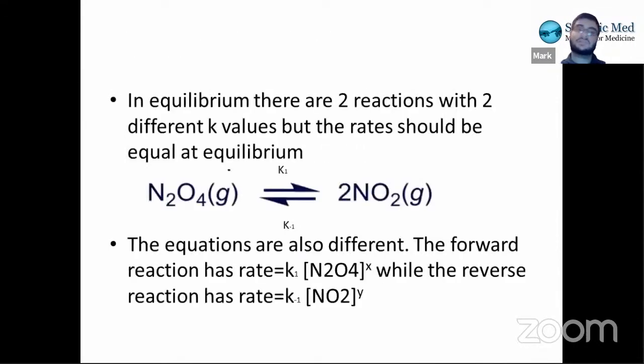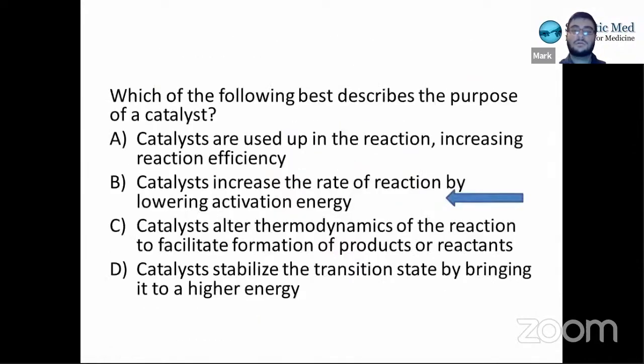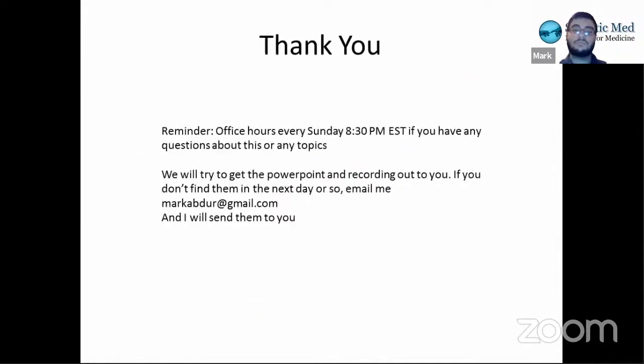And here's this slide. Again, in equilibrium, there are two reactions with two different k values, but the rates should be equal at equilibrium. Again, forward reaction, reverse reaction, k1, k-1. The equations are also different. The forward reaction has this, while the reverse reaction has this. But again, you could set them equal to each other and essentially say k1[N2O4] equals k-1[NO2]. Okay. All right. So that's it for today.